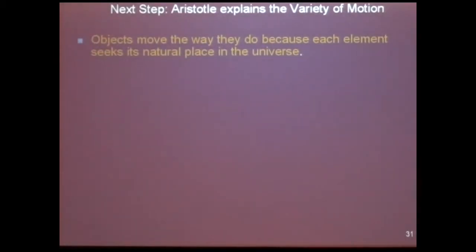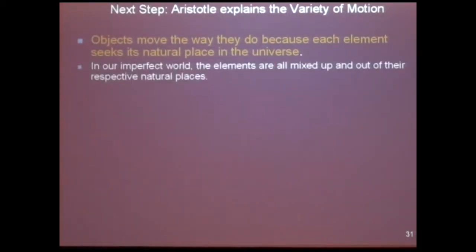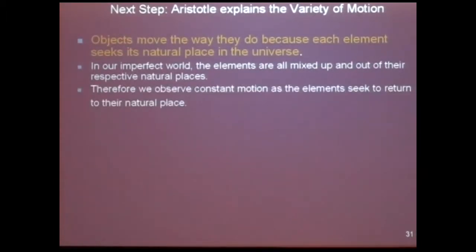So Aristotle's explanation accounted for a variety of motion. The objects move the way they do because they're all trying to get to their natural place. Okay? So Earth is trying to get to the center of the universe. And in our Earth, things are mixed up because of all the commotion and chaos. And everything is trying to go to its natural place. And so that's the nature of the motion that we observe as the elements seek that.